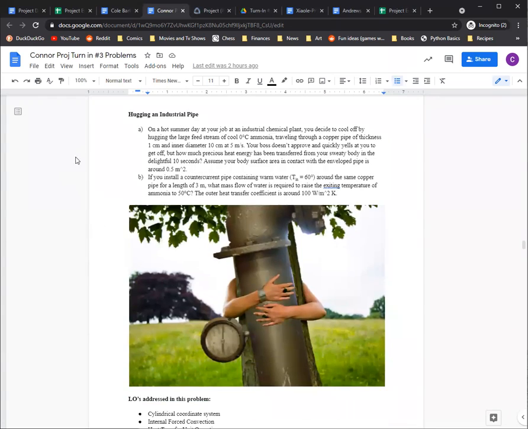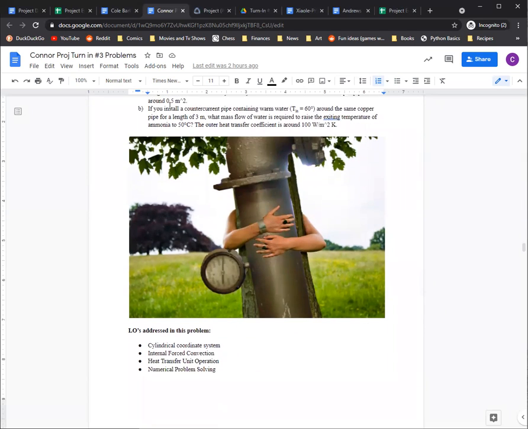All right, next step, we've got hugging an industrial pipe. So in this equation, you've been working in a chemical plant a little bit too long. Maybe there's some mercury exposure or something like that. In any case, you decide to cool off with a pipe with 5 meters per second of ammonia. The specifications are all given, and you get yelled at to get off after about 10 seconds. And the question is just how much heat energy have you lost on this hot summer day with this body surface area? And the second part of this is that you turn it into a heat exchanger.